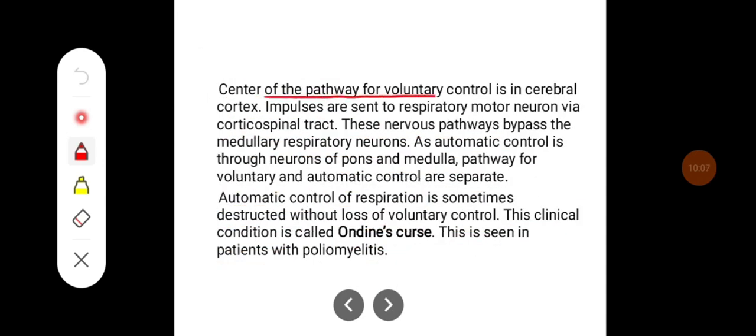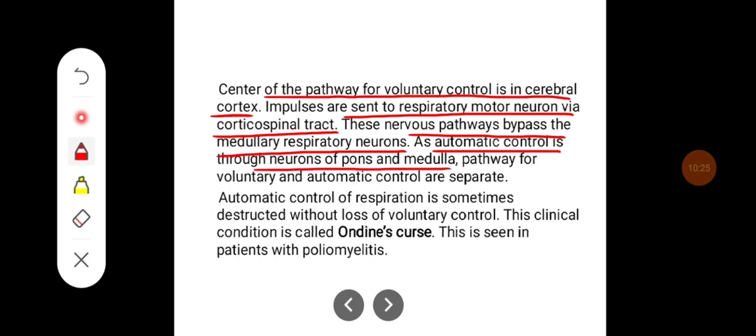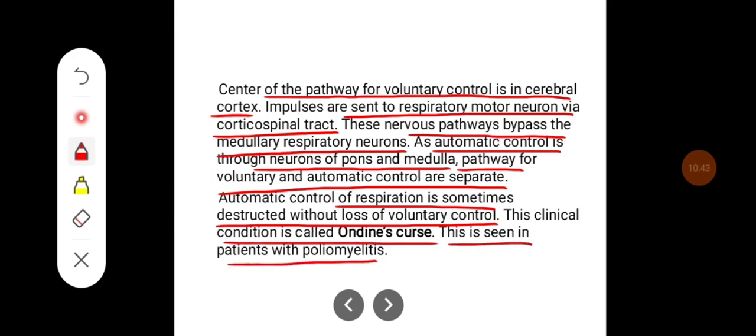The center of the pathway for voluntary control is the cerebral cortex. Impulses are sent to the respiratory motor neurons via the corticospinal tract. These nervous pathways bypass the medullary respiratory center neurons. As automatic control is through neurons of the pons and medulla, the pathways for voluntary and automatic control are separate. Automatic control of respiration is sometimes destroyed without loss of voluntary control, and this clinical condition is called Ondine curse. This is seen in patients with poliomyelitis.